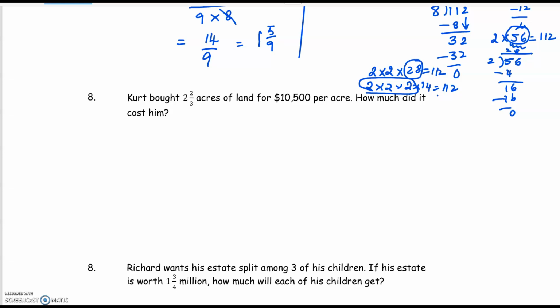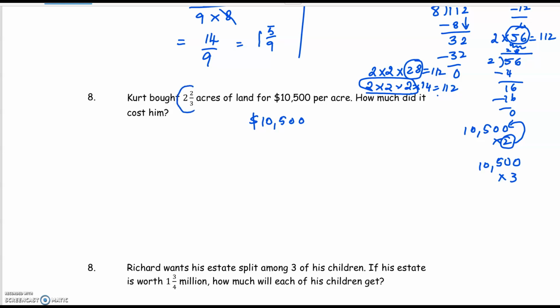So 1 acre costs $10,500. So if I had to buy 2 acres of land, it would be 10,500 times 2. If I had to buy 3 acres, it would be 10,500 times 3, and so on. The number of acres I want to buy get multiplied by 10,500, which is the cost per acre of land.